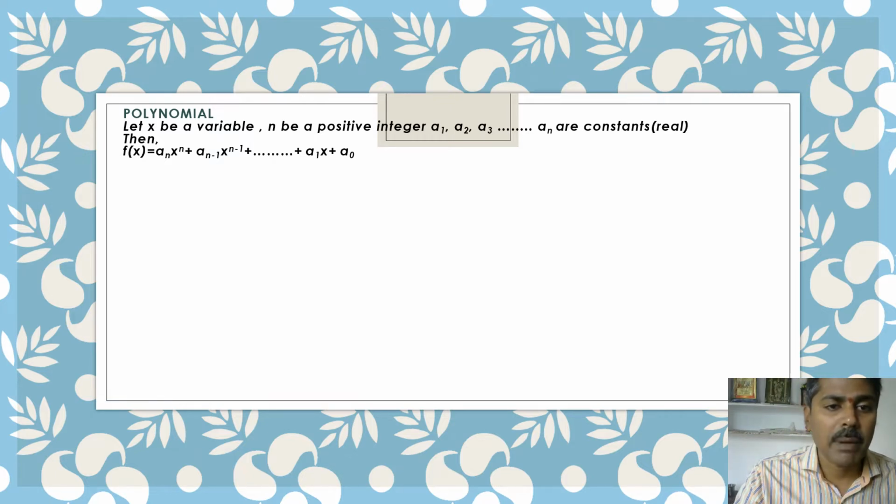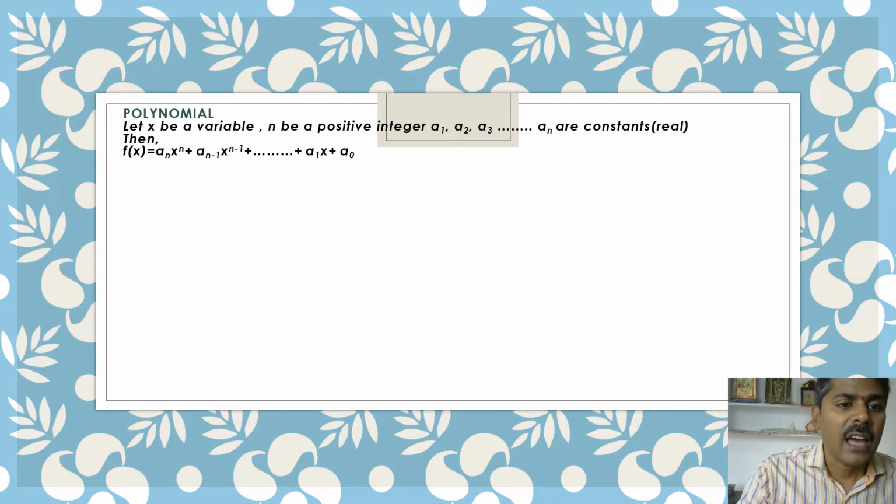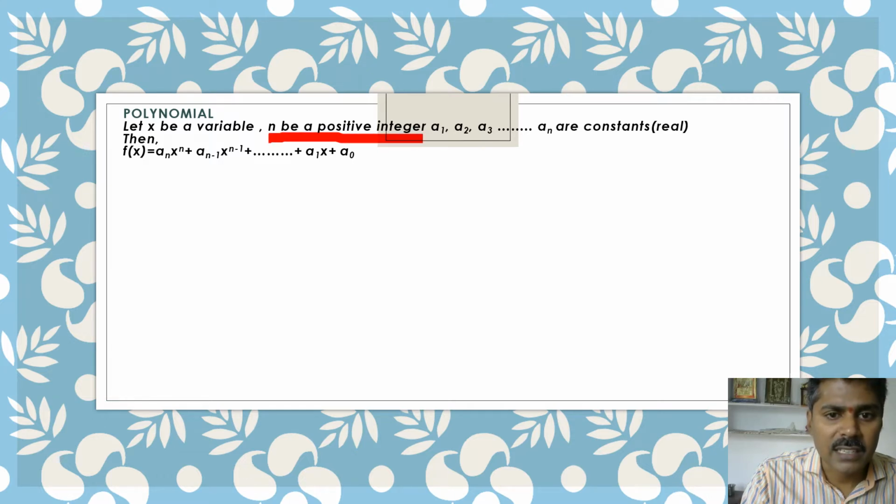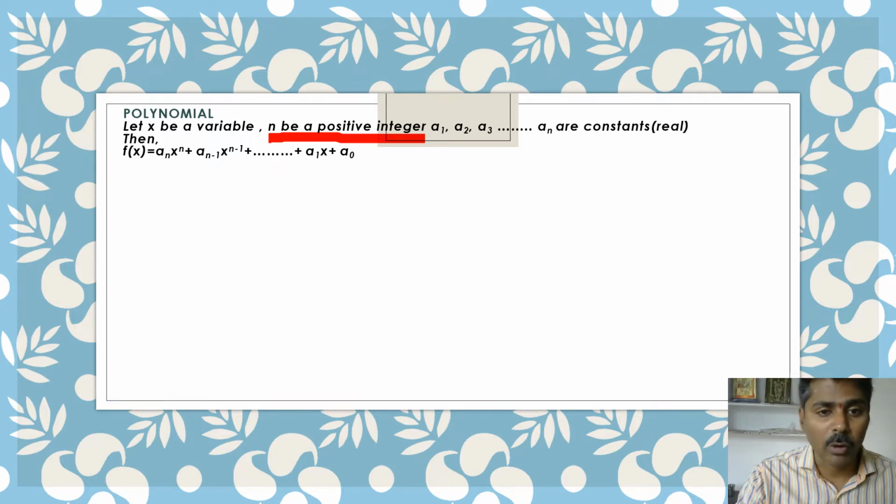Here you have to remember that the exponent of the variable decreases by 1 and finally we get the exponent 0. So the last one, a0, we don't have the variable, that is called the constant. And a very important thing you have to identify is n should be a positive integer. If n is negative, it is not a polynomial.